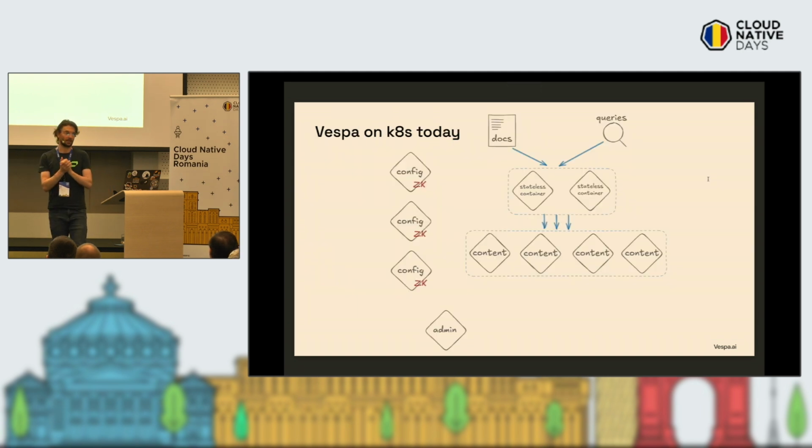Speaking of that, I'd like to show you a bit of how Vespa runs in Kubernetes. So this is the high-level view of the cluster. We have the stateless so-called container nodes, and then we have content nodes holding the data, and then we have the config nodes that handle the configuration, the application package, and the log server effectively.